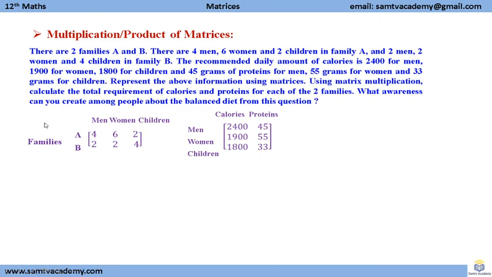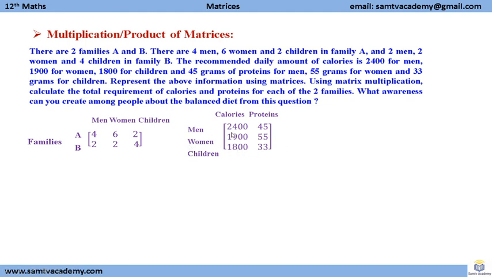So first we will create a matrix for families A and B with how many men, women and children. In family A, how many men? 4 men, 6 women and 2 children. In family B, 2 men, 2 women and 4 children. And the second matrix we have formed is the requirement of calories and protein for men, women and children.